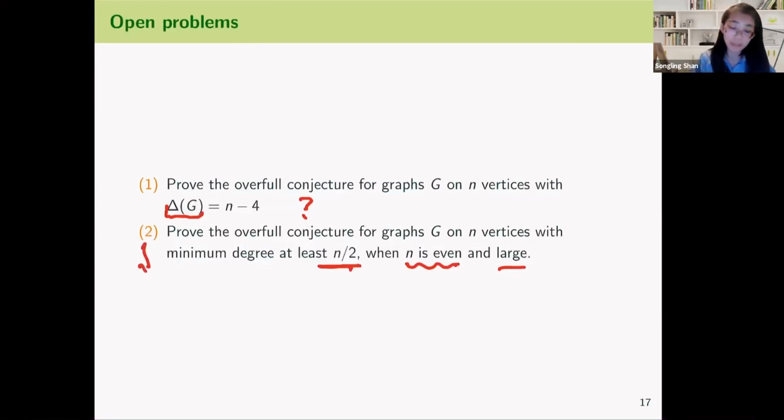If we can prove this, then in some sense it actually generalizes the work on the one factorization conjecture, because we require here only a minimum degree instead of saying the graph to be regular.